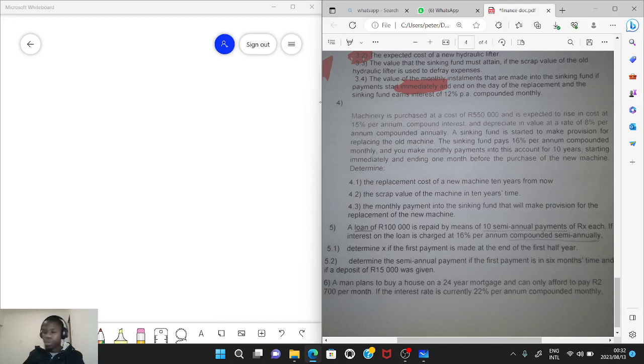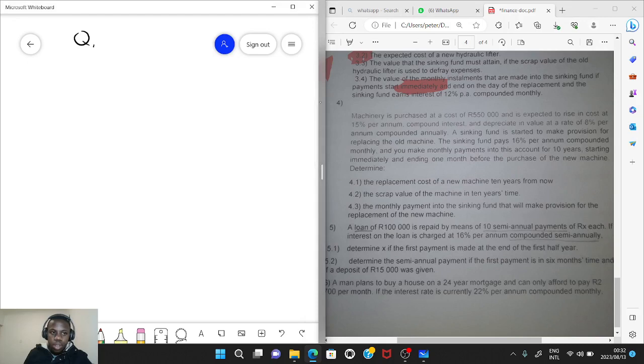So in this lesson we'll be dealing with question 4 and 5 only, and then we'll still have follow-up sessions where we treat other questions on financial maths. On question 4, we'll be reading the question as well as taking out the keywords.